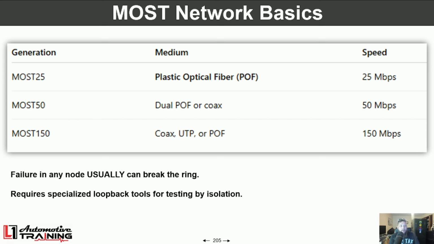So failure in any node usually can break the whole ring system. It depends upon the type of failure. Any kind of failure that would prevent or stop communication in general would pretty much create an issue, whether it be a short or an open, or even lack of communication or power or grounds to a module within, or to a node that's in that system. I'm going to reference them as a node because all of the data you'll read references them as a node. Just know that when I say module in a most bus, I mean a node. When I say node, I mean a module.